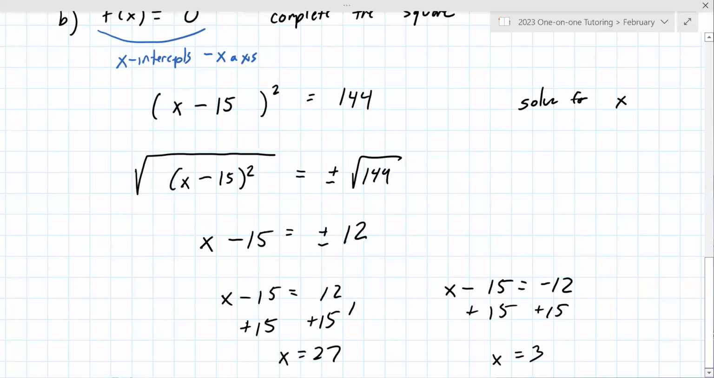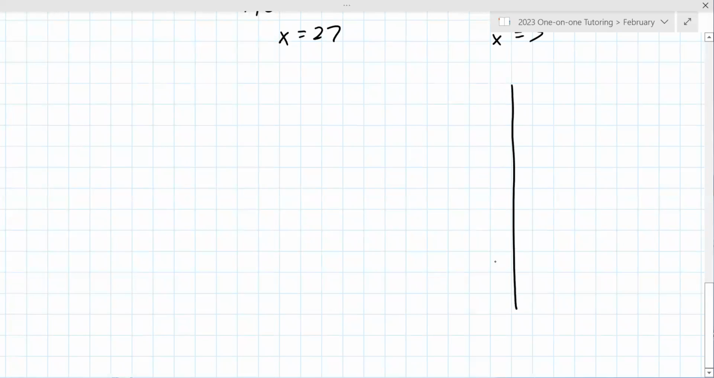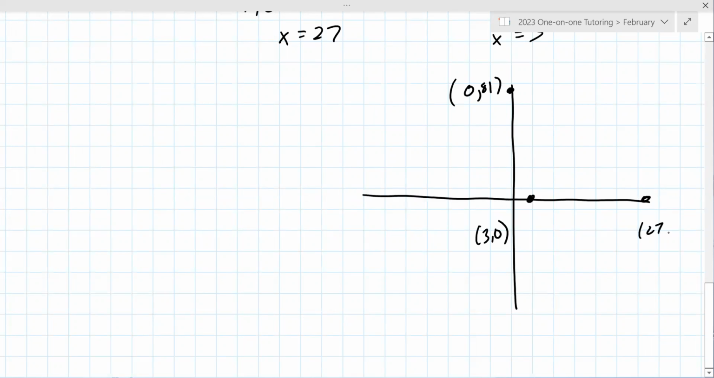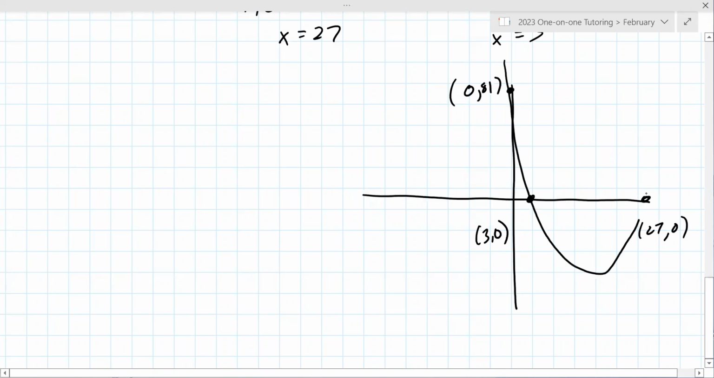All right, so if you look at the graph on the right there, we need to start doing some graphing. The y-intercept was 0, 81, way up here. And then the first intercept was at 3, 0. And the other one was at 27, 0. So not to scale, but this looks something like this. 3, 0, 0, 81, and 27, 0.